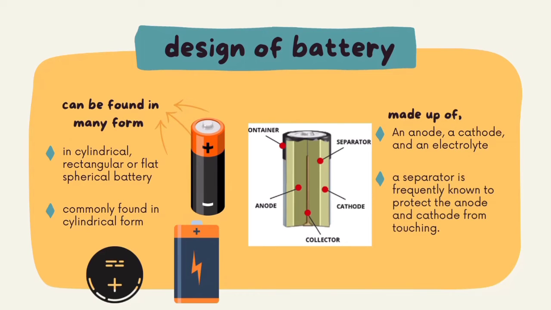On the other hand, a battery can also be found in many forms such as cylindrical, rectangular, or flat spherical batteries that are usually used in watches. An anode, a cathode, and an electrolyte are the three essential components of a battery. If the electrolyte is insufficient, a separator is frequently used to protect the anode and cathode from touching. Batteries normally have some form of casing to store these components.